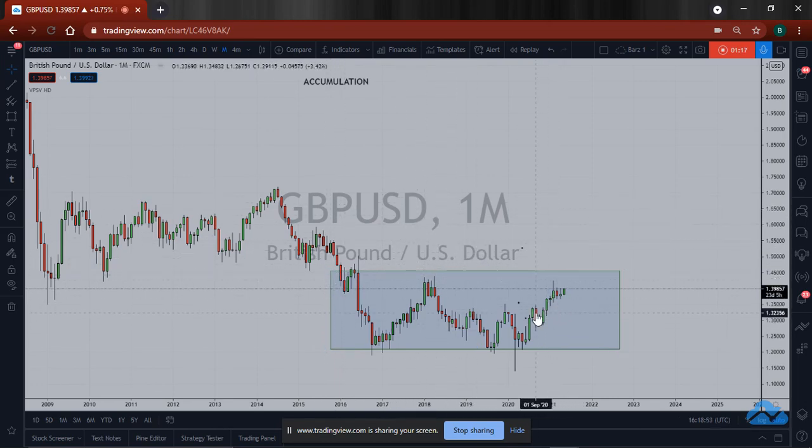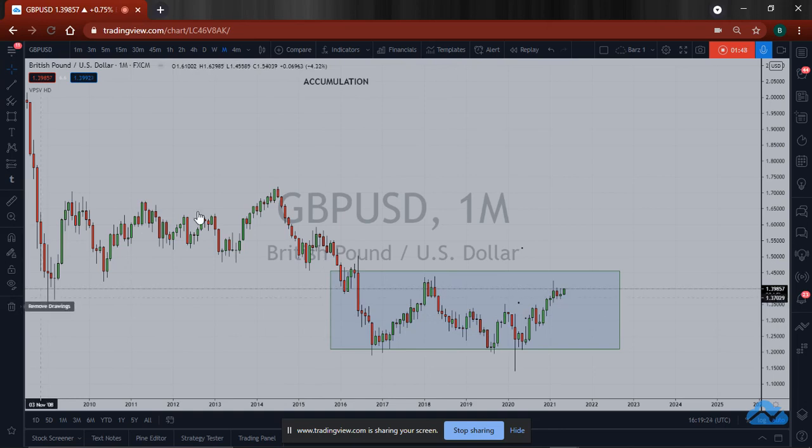So what can we see on GBPUSD? So on GBPUSD, you can see clearly that price is in a bullish environment, right? So in as much as price is still inside this accumulation on the monthly time frame, there is a whole lot of trading opportunities on the lower time frames if we can understand the forces of supply and demand acting in this particular market.